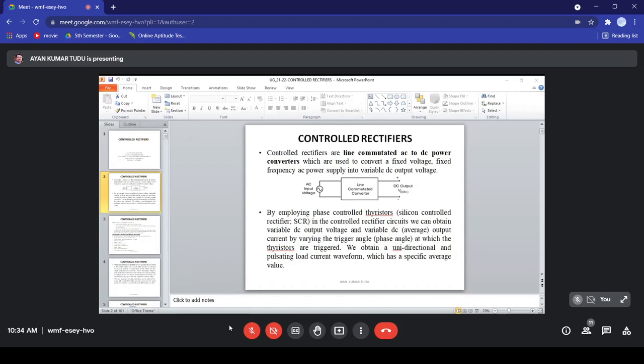We'll later see that there are actually different types of line commutated converters, where we are converting the AC input voltage into variable AC output voltage also, and we can also convert the AC input voltage into AC output voltage of different frequencies. We'll be seeing it in the next slide. Just let us talk about what we will be covering in our class.